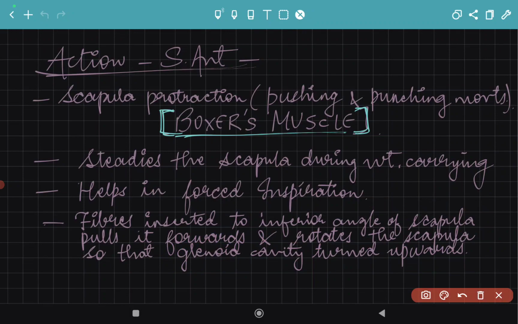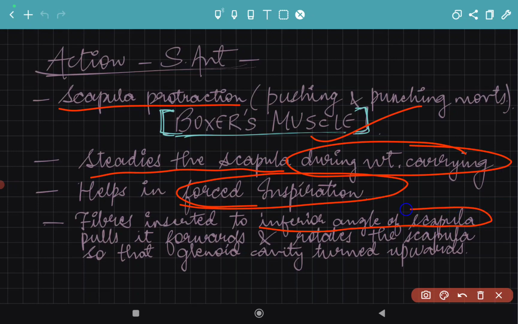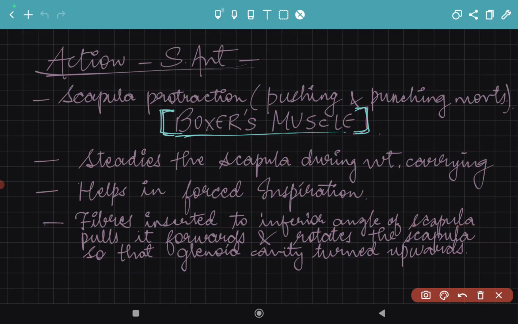So those are the actions of serratus anterior. It is the boxer's muscle. Scapular protraction is done by it. It steadies the scapula during weight carrying. It assists in forced inspiration. And the inferior angle of the scapula, where some fibers of this muscle insert, will help to turn the glenoid cavity upwards during certain shoulder movements. So that was about the action.